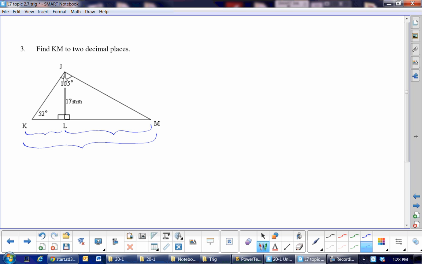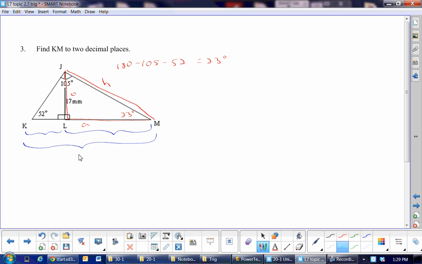So let's just take 180 minus this minus this. So if we go 180 minus 105 minus 52, we would get 23 degrees. So this is 23 degrees. So now, how can I find, well, I've got this triangle right here. And I am looking for this. This is opposite, this is adjacent, this is hypotenuse. So I am looking for the adjacent.